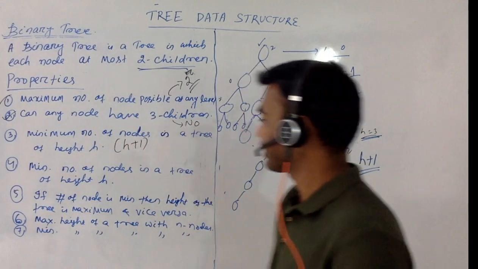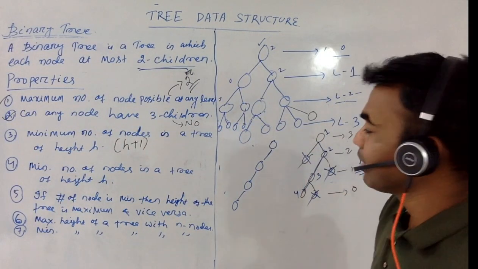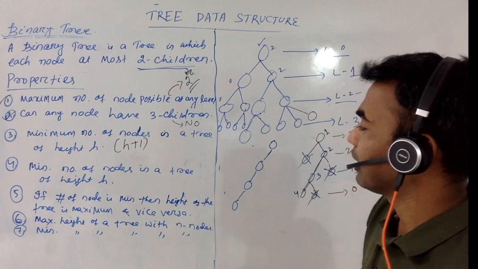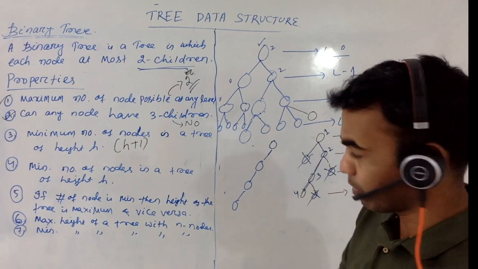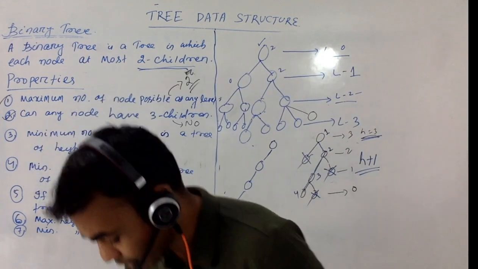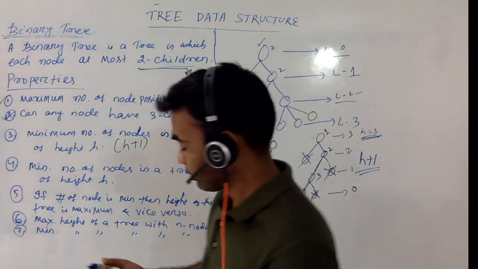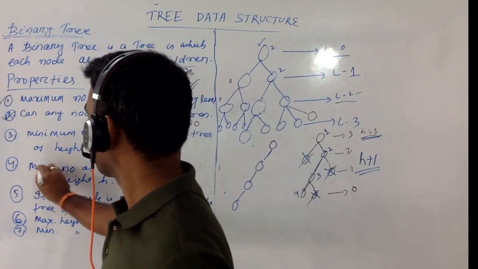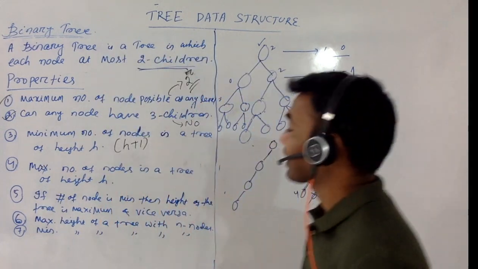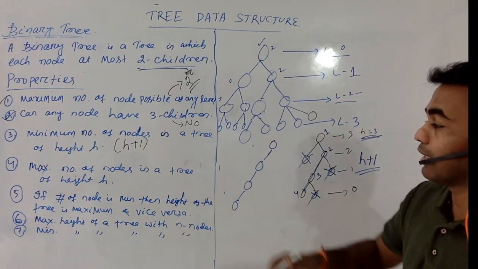Which is the minimum number of nodes, I think this should be maximum. So let's do the maximum, sorry. So this is the maximum number of nodes in a tree of height h.